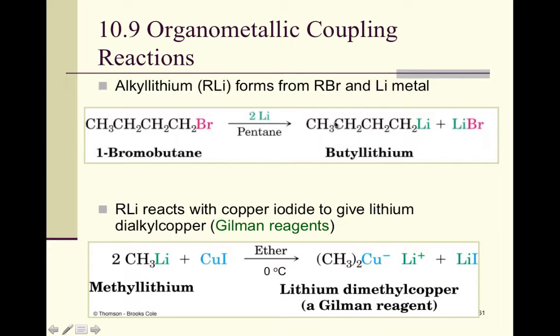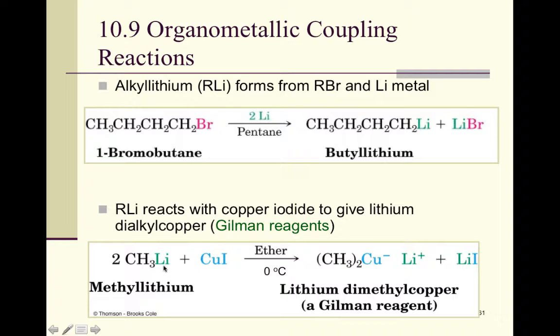Now that we have our organometallic formed, we can use this organometallic and react it with copper iodide, and what we're going to form is known as a Gilman reagent. So Grignard used magnesium in his organometallic reaction, and Gilman uses a combination of both copper and lithium.